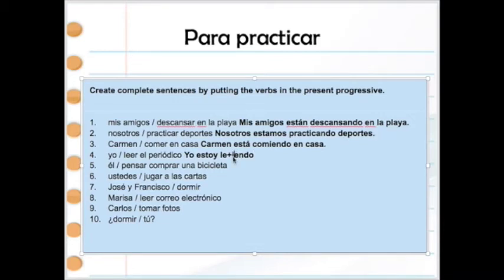And I'm going to stop here to pretend like someone's answering me. Absolutely, we're going to change that Y to an I, or an I to a Y. Instead of leyendo, we're going to have leyendo el periódico. Yo estoy leyendo el periódico. I am reading the newspaper. Muy bien.